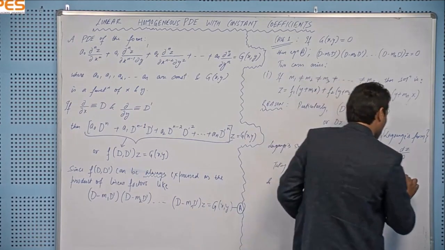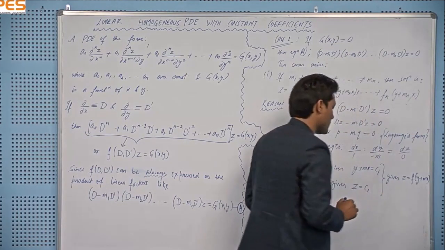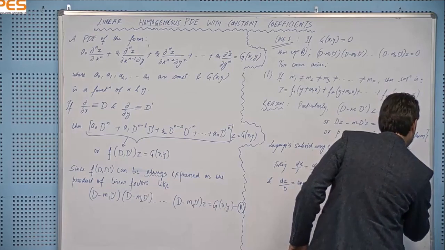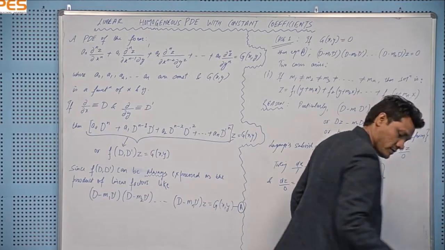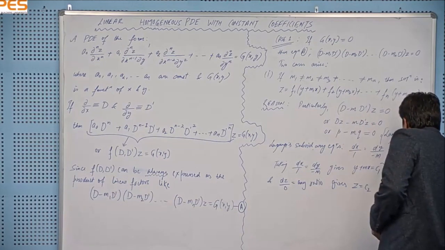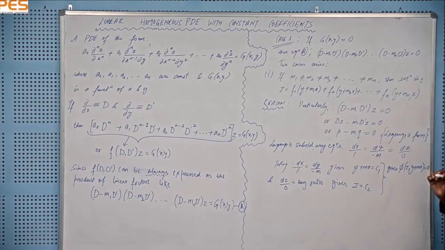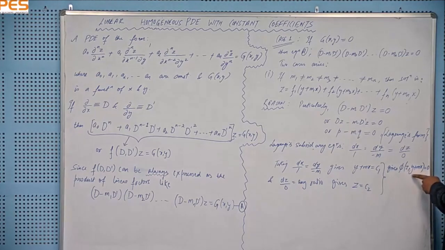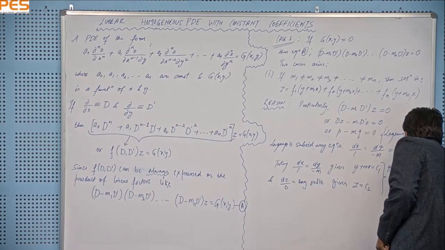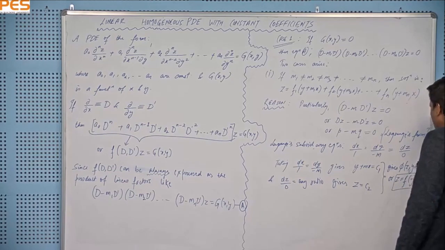Okay, so combining these two gives me the solution, z is equal to f of y plus mx. And notice that z equal to c2, or should I write it in more detail, first it gives phi of z comma y plus mx equal to 0, and after writing this way I can write that z is equal to f of this thing, or z equal to f of y plus mx, right?